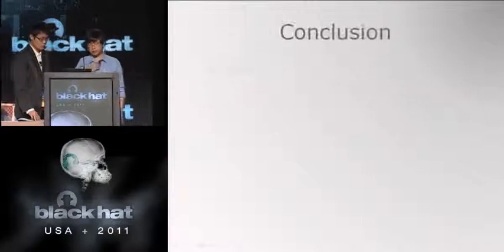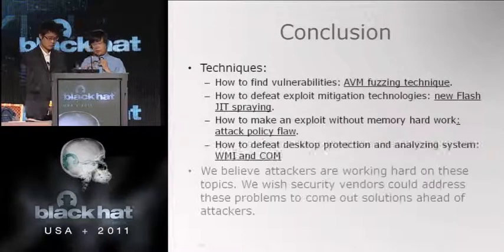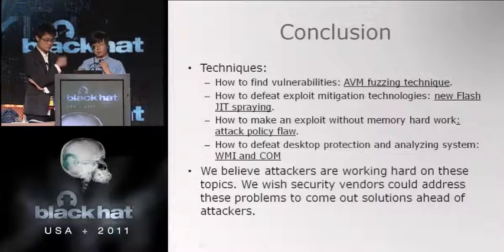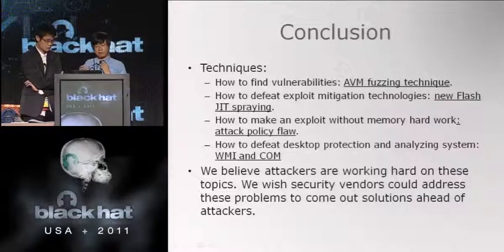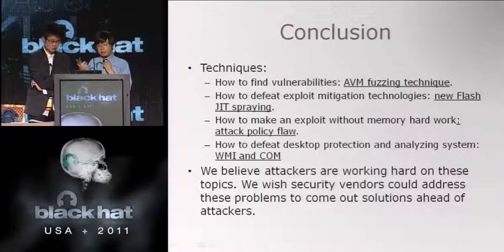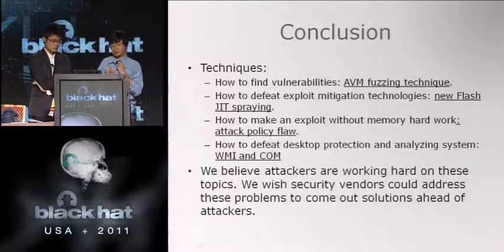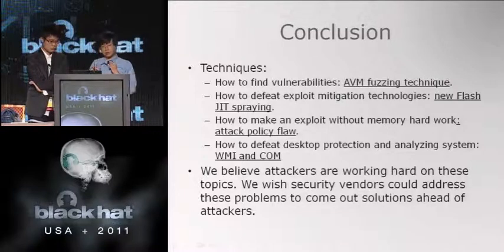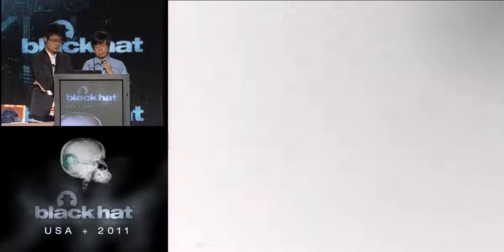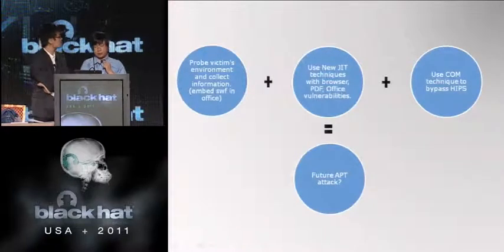Okay, so the conclusion. We have discussed 4 major areas that document exploit researchers might focus on in future, and also demonstrated our findings in this area, including AVM fuzzing techniques, new Flash JIT spraying, attack policy flow, and the WMI approach. We believe attackers are working hard on these topics as well. We wish security vendors could address these problems and come out with solutions ahead of attackers. This one shows one of the scenarios that hackers can use.